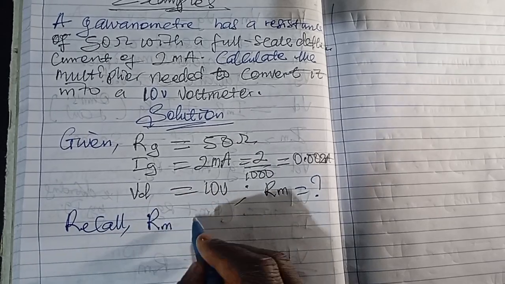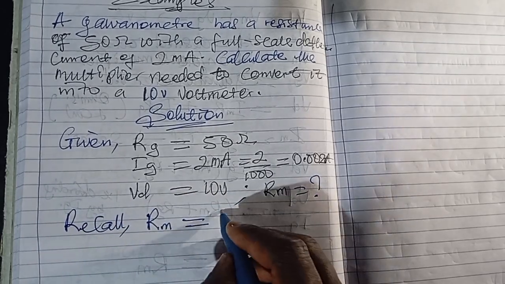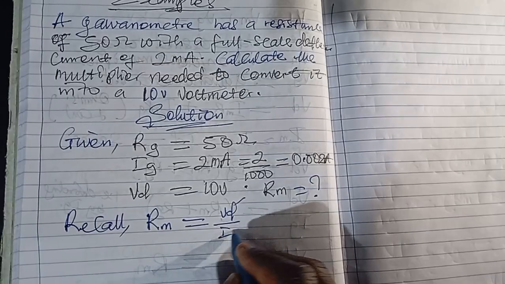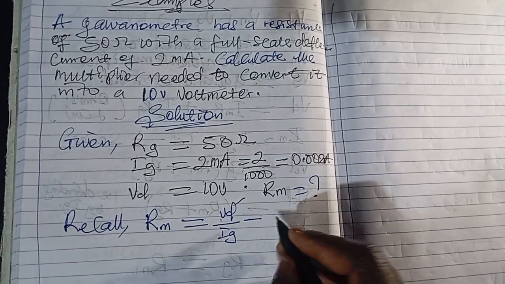that this Rm is equal to Vd divided by Ig minus Rg.